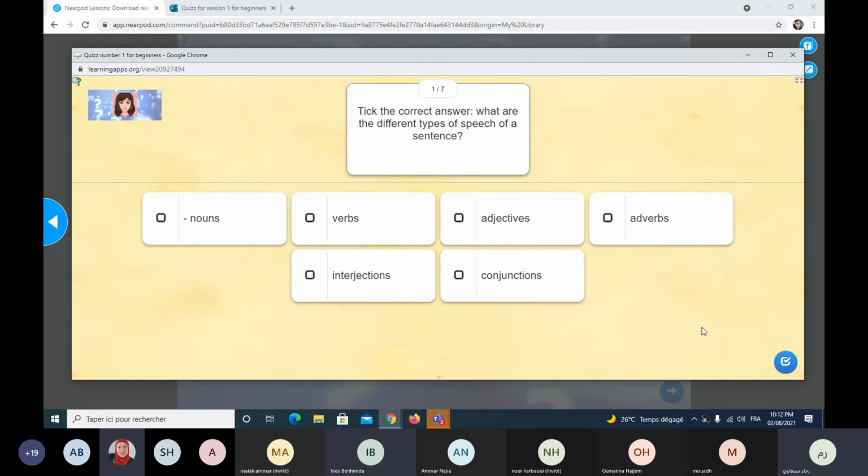Okay, there is the sharing normally, but there is a connection problem, so it will be a bit slow. Okay, yes, so I repeat the question: tick the correct answer. What are the different types of speech of a sentence?